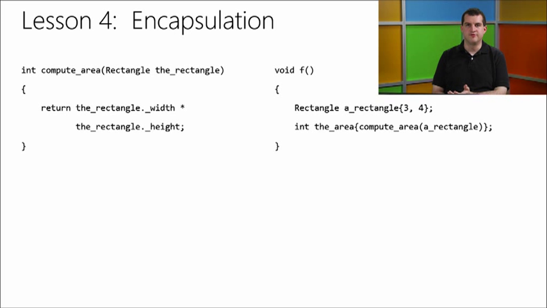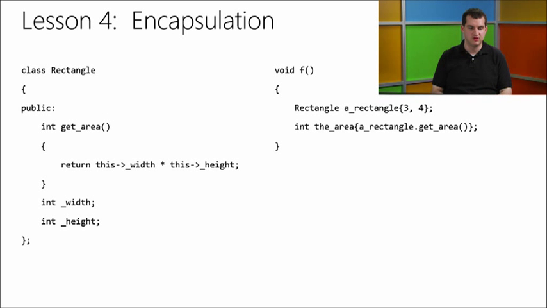But the area is a rather fundamental property of a rectangle. So it'd be really nice if we could say this is a special property of each rectangle, and so we want to express that in our code. So we can do that using what's called a member function. In some languages, this is called a method. They're basically the same thing. In C++, we just use the term member function. So here's how we would define such a member function.